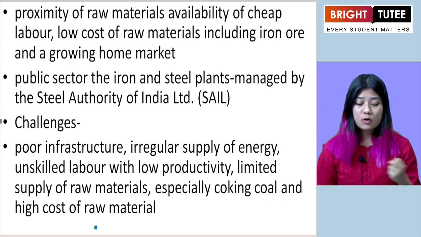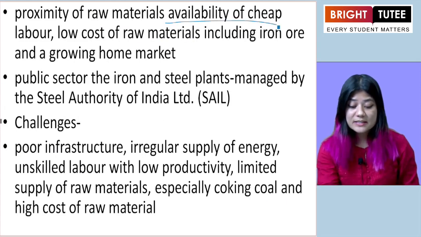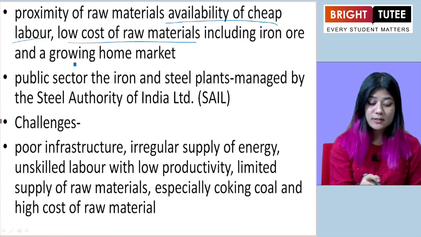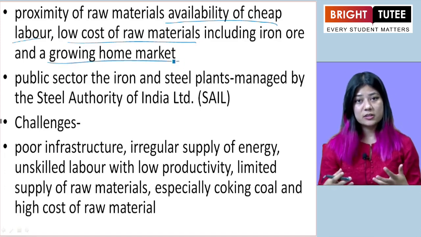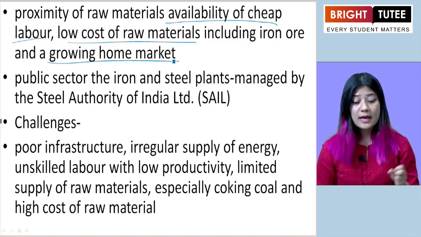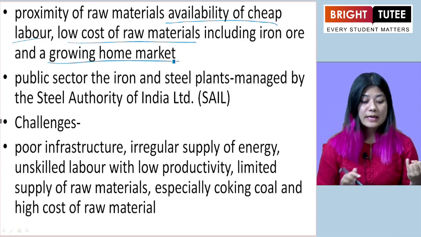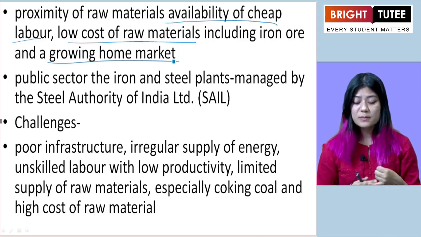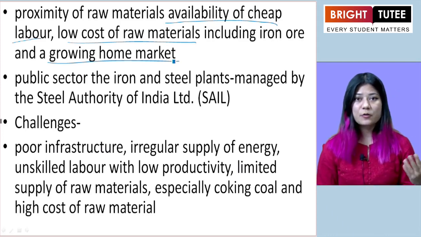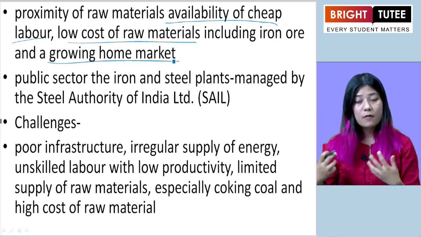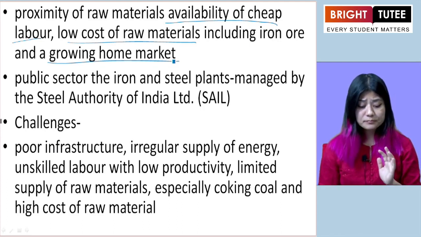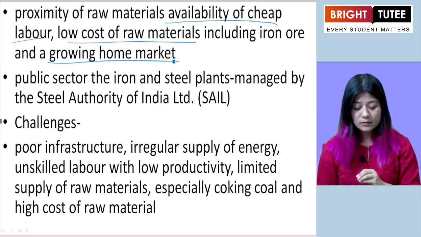Now, the proximity or the closeness of the raw materials, availability of cheap labor, low cost of raw materials, including iron ore, and a growing home market, these help in deciding the location of the iron and steel plant. If the raw materials are not available, if the laborers are not cheap, that affects the location of the industry. We did it in the beginning of this lesson, right? How location is very important. Location of the industry is very important, and there are factors which affect the location of the industry.